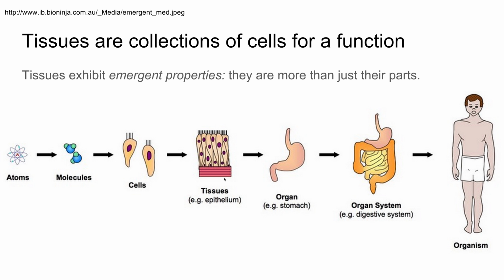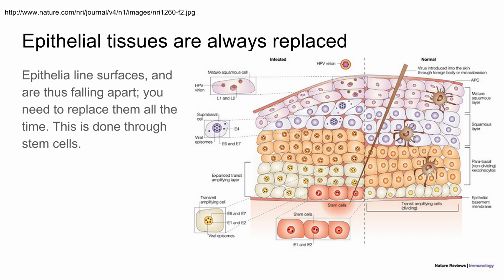We get bunches of cells that do certain things, but when collected together, you get something new occurring with these tissues. With the epithelial tissues, and this is a really complicated looking figure that came out of a very prestigious science journal called Nature. Basically, when you look at this figure, what you notice is down here at the bottom, there are things called stem cells.